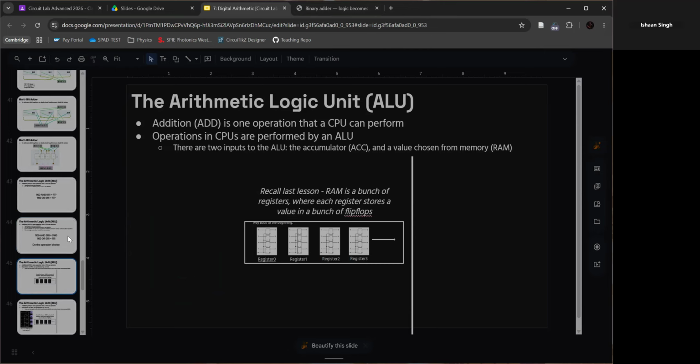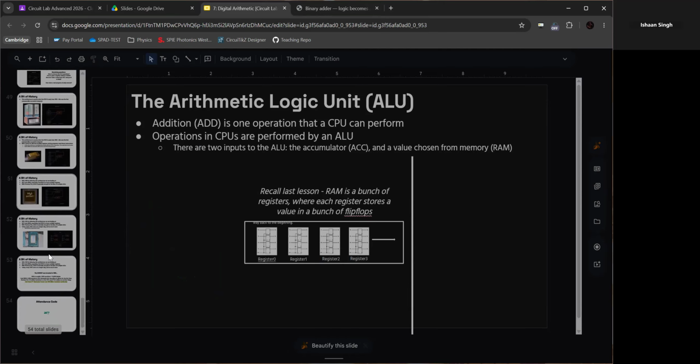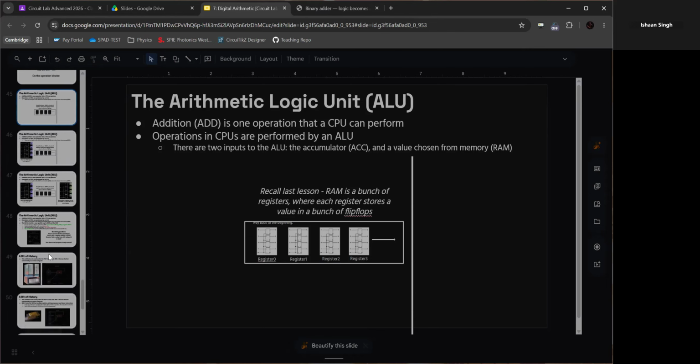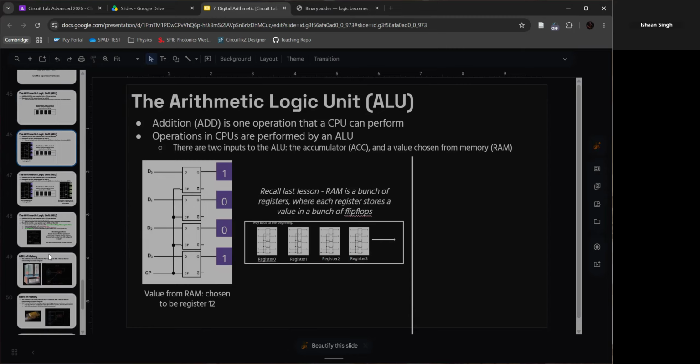So there's two inputs to the ALU in our initial simplified picture of a CPU. So we have RAM, and RAM is where memory is. RAM is where the numbers get stored. Okay. And so say our computer chose to look at a particular value from RAM.